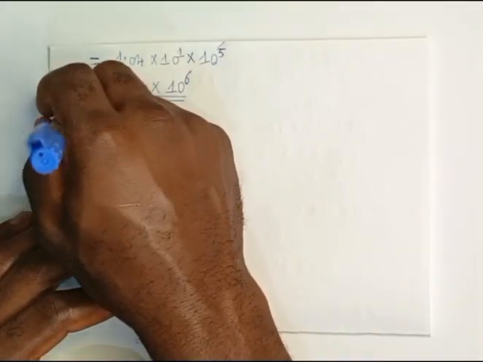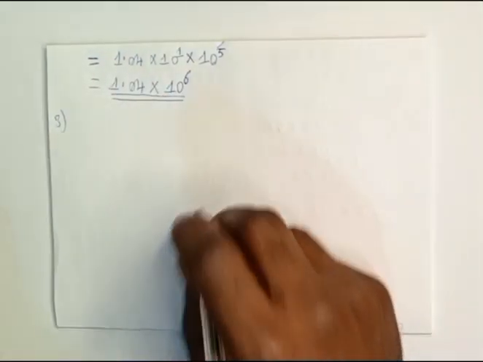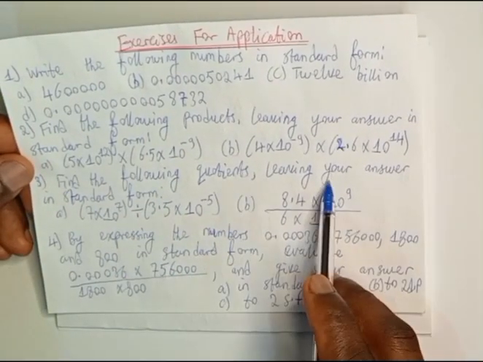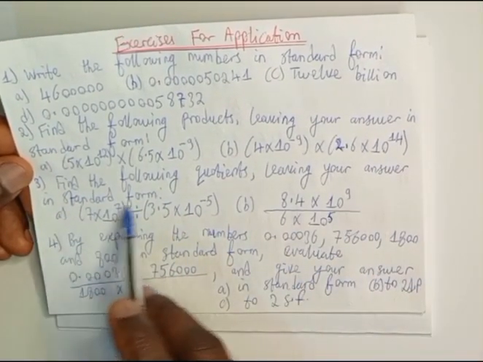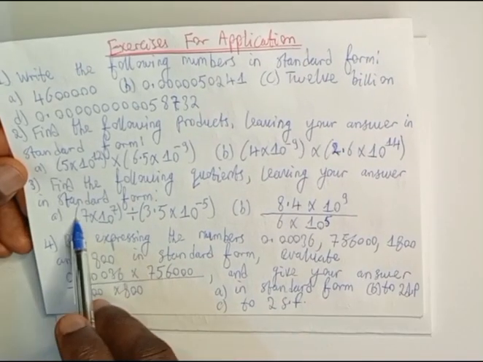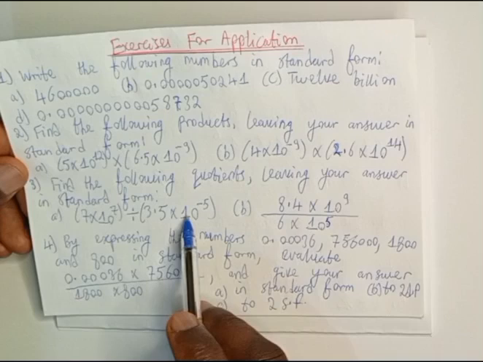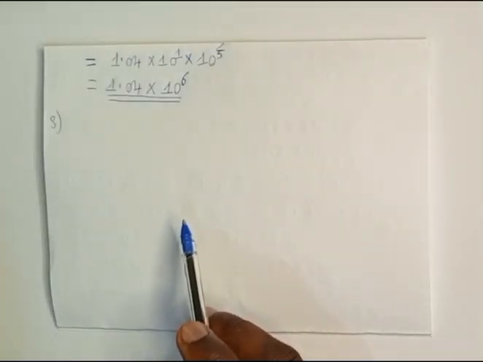We move now to question 3. Question 3. Find the following quotients, leaving your answer in standard form. A is 7 times 10 to the power 7 divided by 3.5 times 10 to the power negative 5.